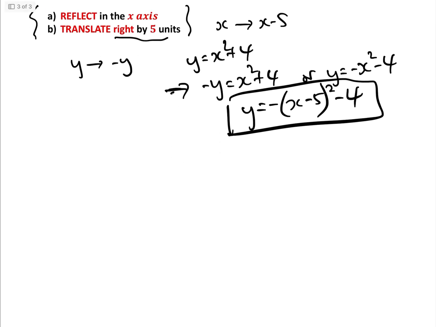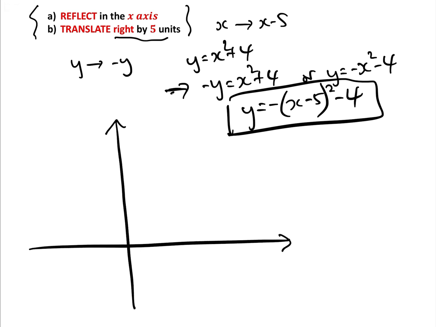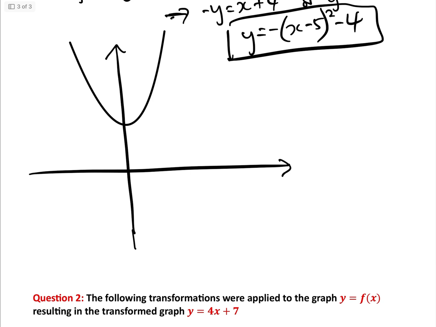And if we just wanted to very quickly draw a little chart here, it's going to be a bit rough, sorry, it's not going to be as good as Desmos. So the original one was y equals x squared plus 4, so that was that. And then what we did was we reflected it in the x-axis, which means it would go, I need a bit more space here, it would go down to here.